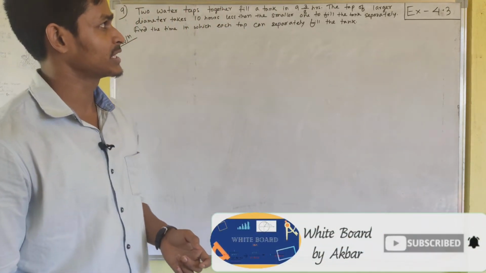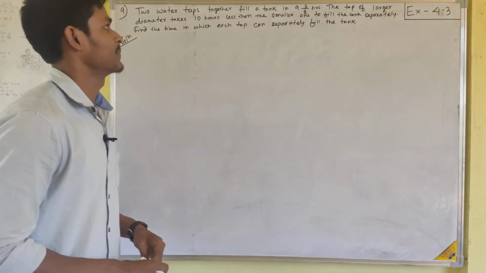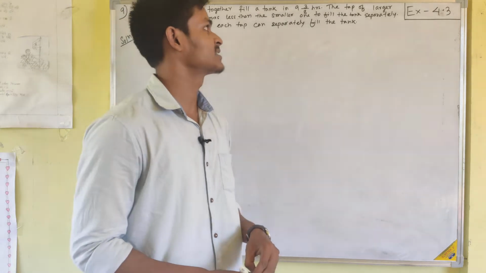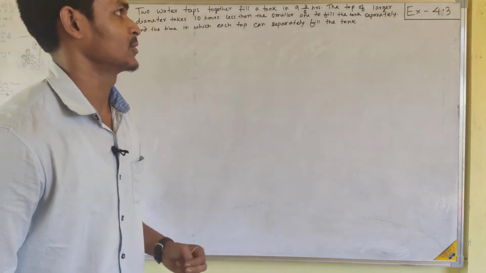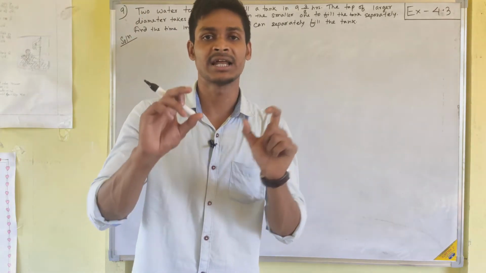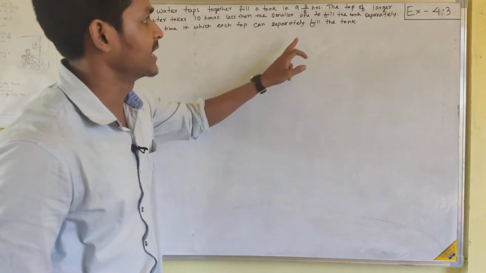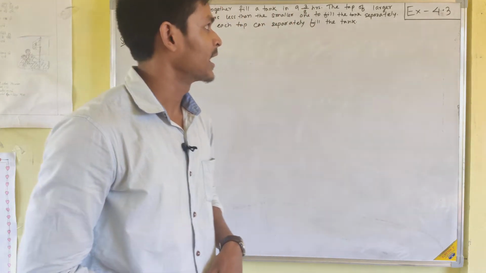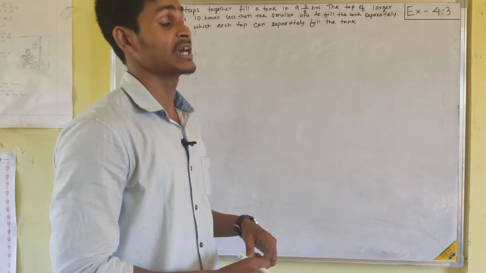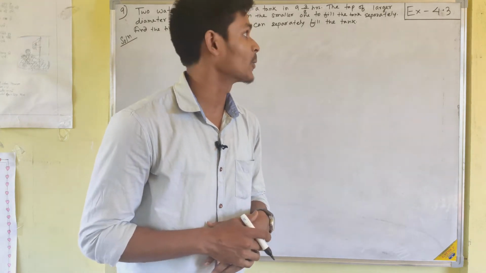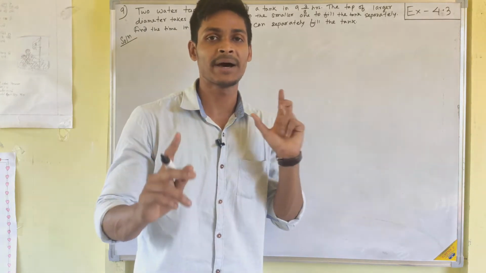Two water taps together fill a tank in 9 complete 3/8 hours. The tap of larger diameter takes 10 hours less than the smaller one to fill the tank separately. Here two taps, one has larger diameter, another has smaller diameter. So they both can fill the tank in 9 complete 3/8 hours, and the larger one takes 10 hours less than the smaller one. You are to find the time in which each tap can separately fill the tank.